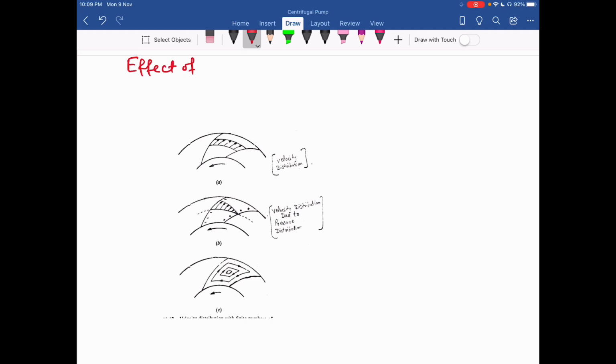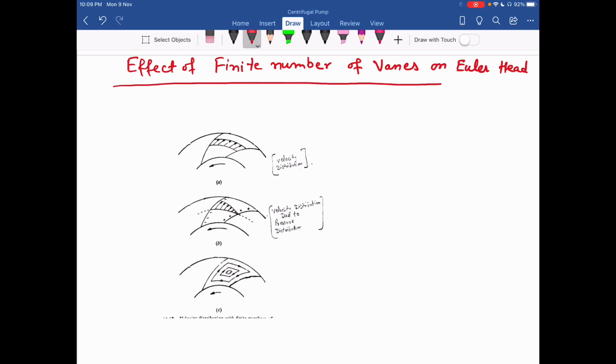Effect of finite number of veins on Euler head. So till now our assumption is in an impeller we have infinite number of veins. So accordingly we develop a formula for Euler head of a centrifugal pump. So now we see if we have a finite number of veins in the impeller, so then what is its effect on the Euler's head?